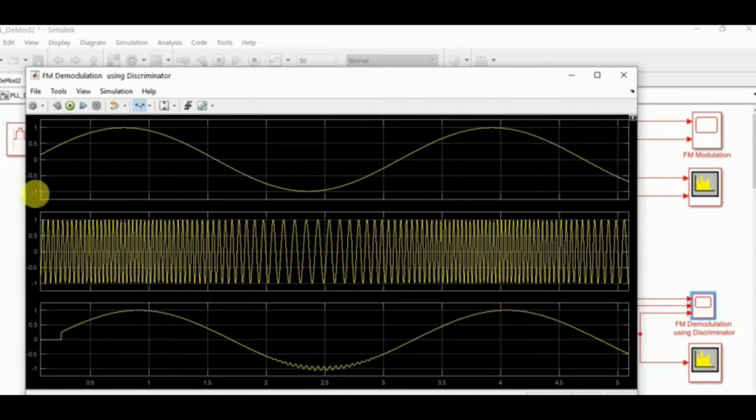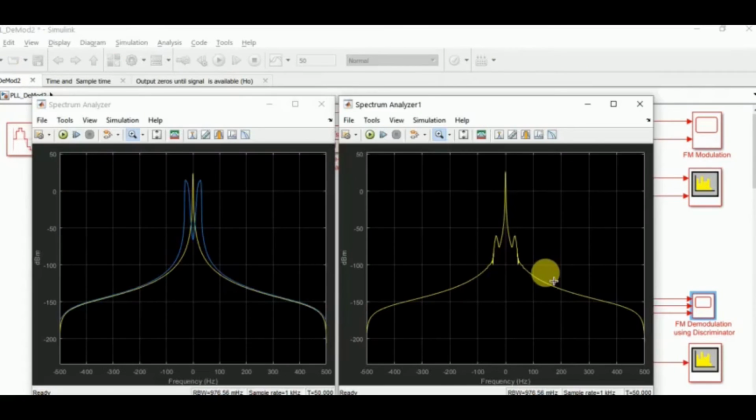You could see that at low amplitude, at low frequencies, you have these oscillations. These oscillations actually represent high frequency content in the recovered signal. And if we go back to the plots, these are the side lobes which are reflected as oscillations in the demodulated signal.